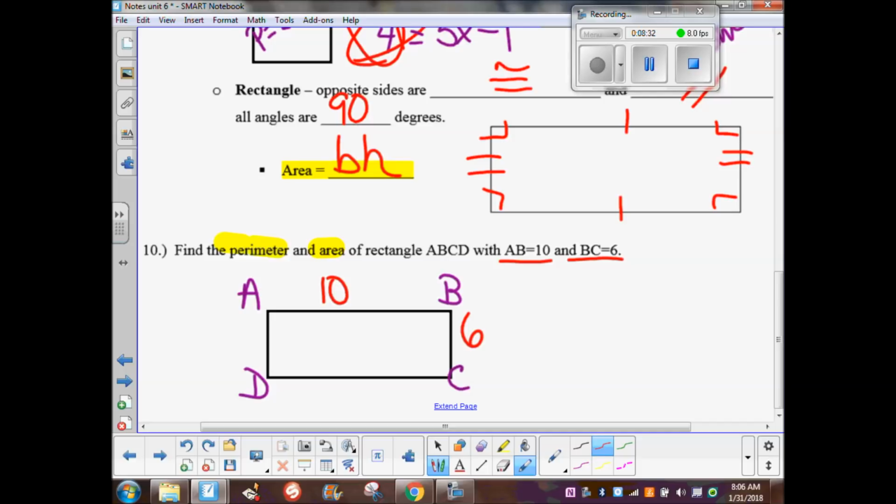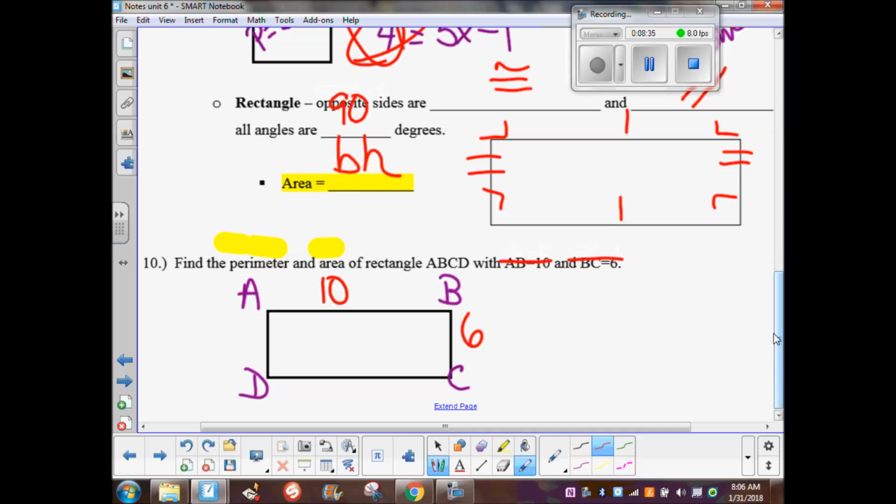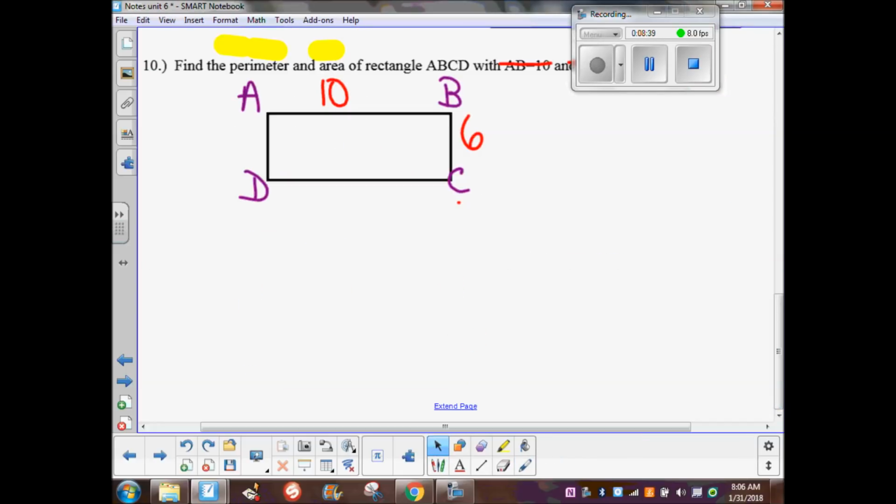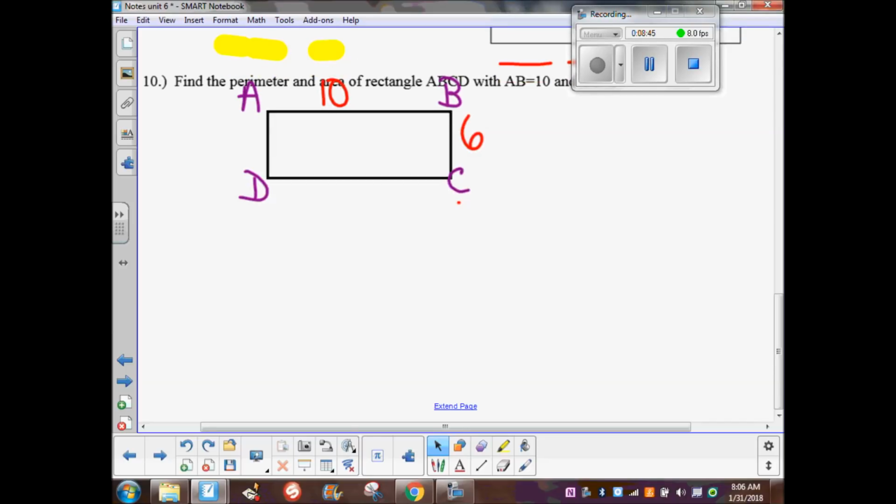Yep. So the bottom side, can you name it? What is the bottom? DC. Okay. DC is 10. And then what's the left side? What's its name? AD, and it is 6. So we've got to find the area and the perimeter.